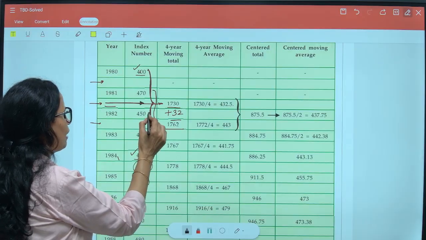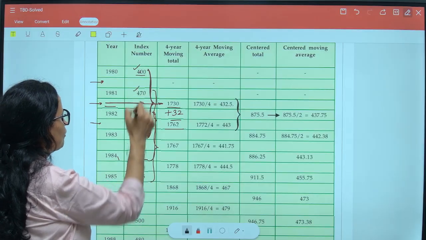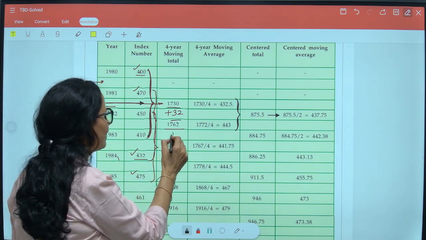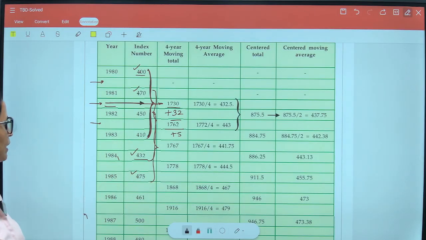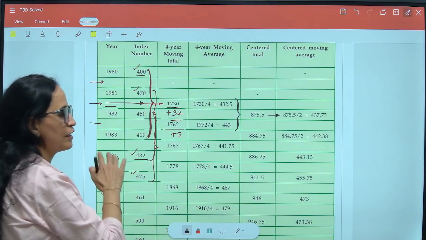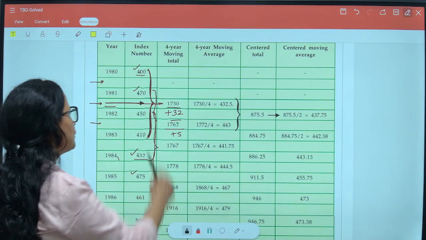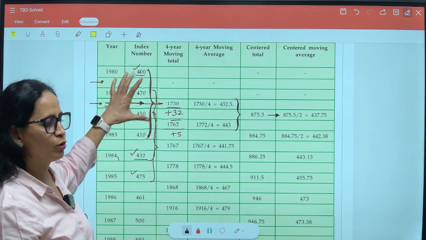Now again when you have to calculate the next moving total, you see what is the difference between 470 and 475. It is just 5. That means if you just add 5 here, you get the next moving total, right? Similarly, you can keep on calculating the moving total for a block of 4 years. Now once you have the moving total, it has to be averaged out because it is a total for 4 years.